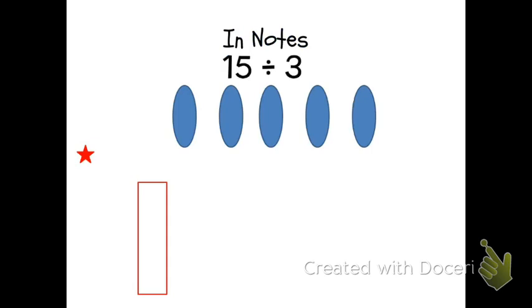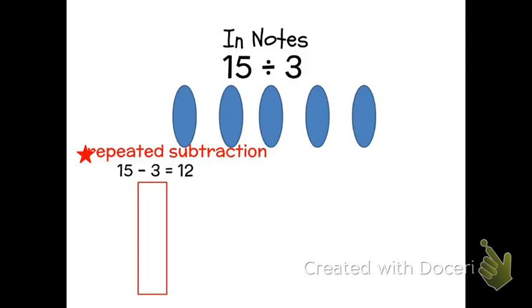In your notes, I would like for you to write down the problem 15 divided by 3. We are going to be talking about repeated subtraction. Looks like this came out a little weird, but that's an R right there. Repeated subtraction. With the repeated subtraction, I will be taking my division problem and subtracting repeatedly until I get my answer that I'm looking for.